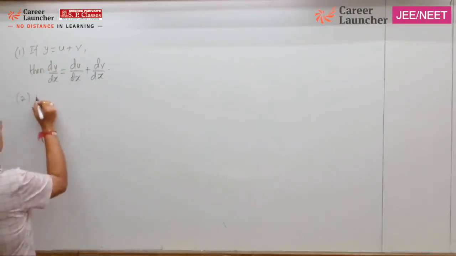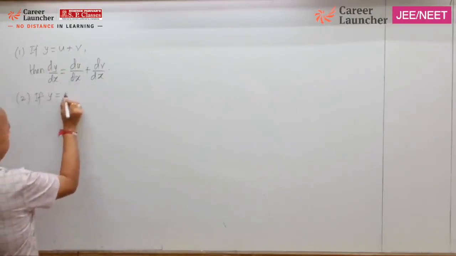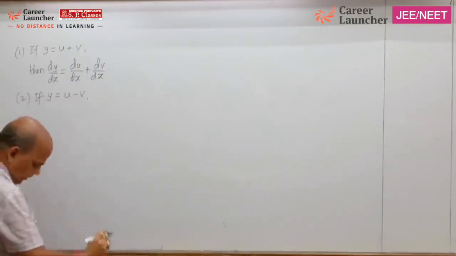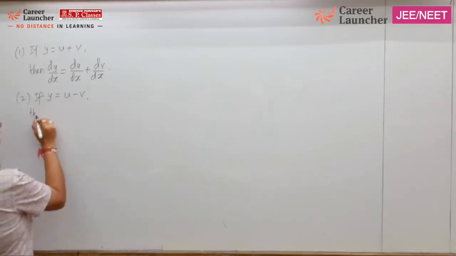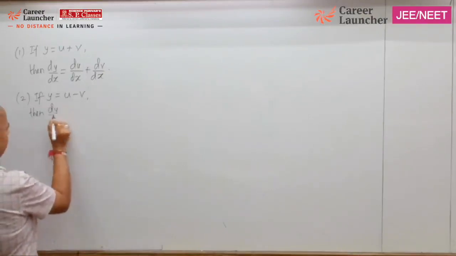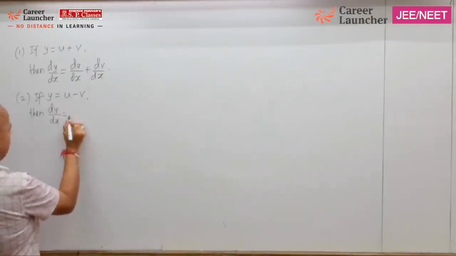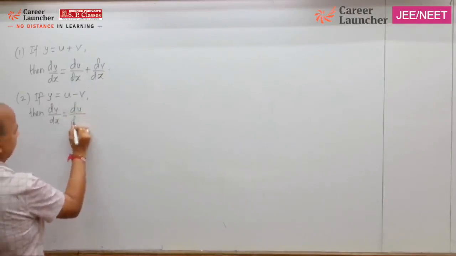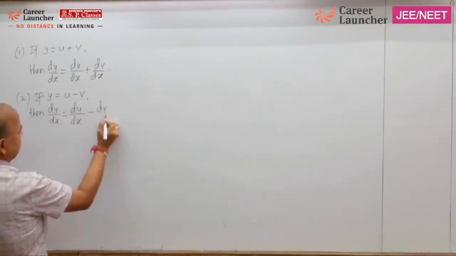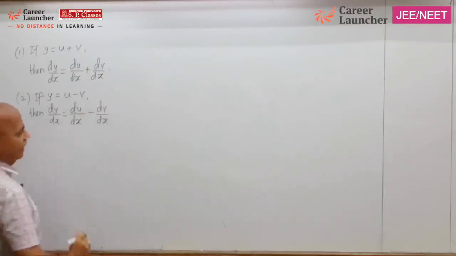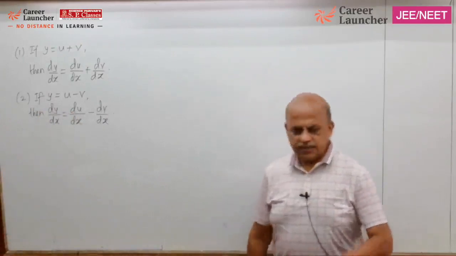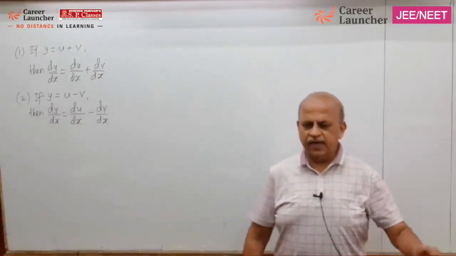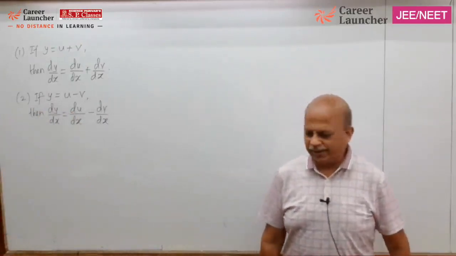Rule number 2: if y is equal to u minus v, then dy by dx is equal to du by dx minus dv by dx. Getting it, everyone? So this is once again a revision of the 11th standard topic of derivatives we are doing.